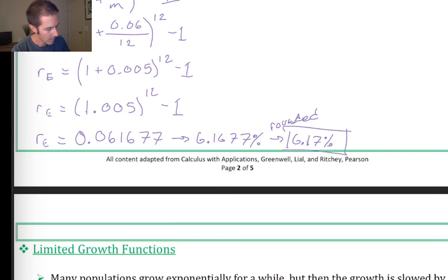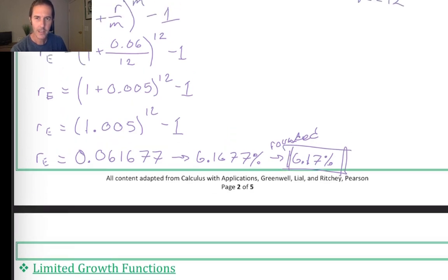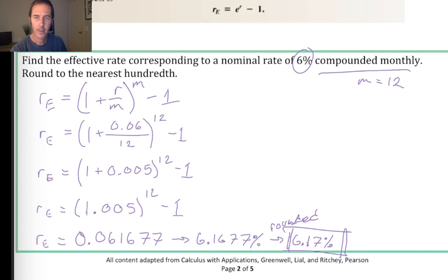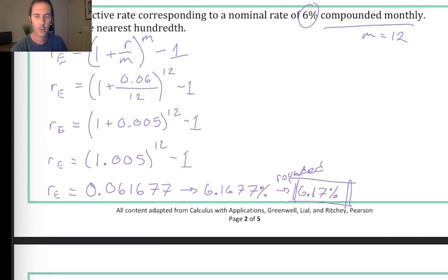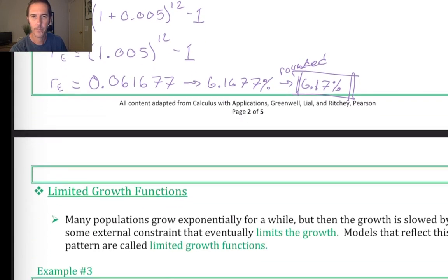There's a distinct possibility that this is the answer that they're looking for, because it's just slightly different than the nominal rate of 6%. If the nominal rate and the effective rate ended up being identical, it wouldn't be a very good illustration. So my guess is that 6.17 is the answer they're looking for.